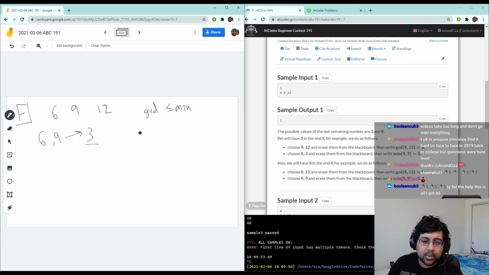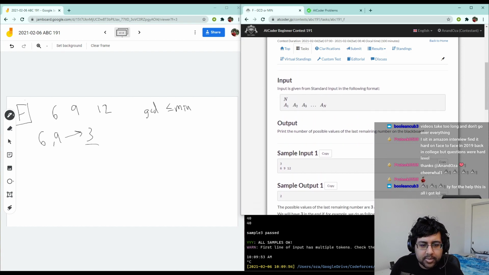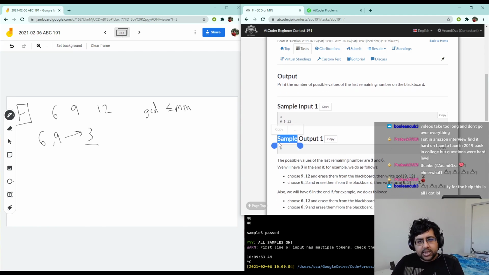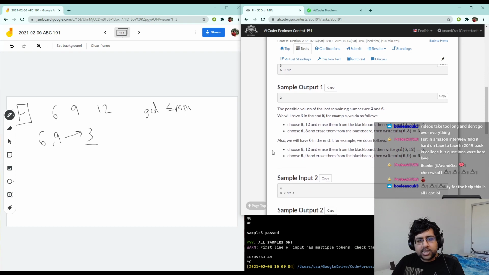Okay, cool. So basically I think the idea here is we want to look at all the numbers less than or equal to min and see whether it's possible to get them via a sequence of GCDs. And when figuring out whether something's reachable, we don't ever need to use the min operation.